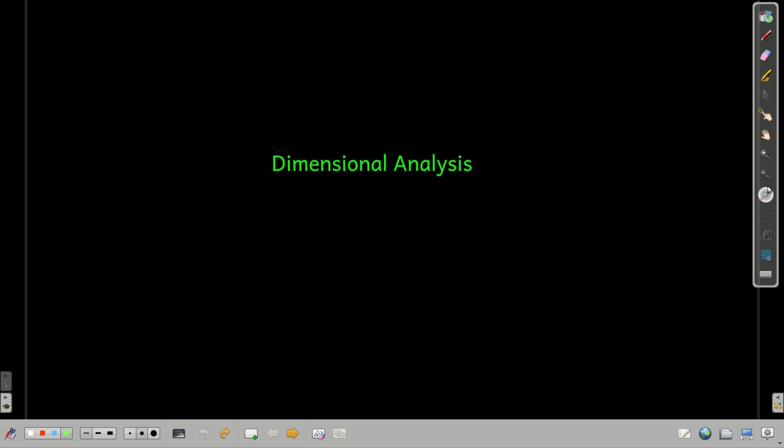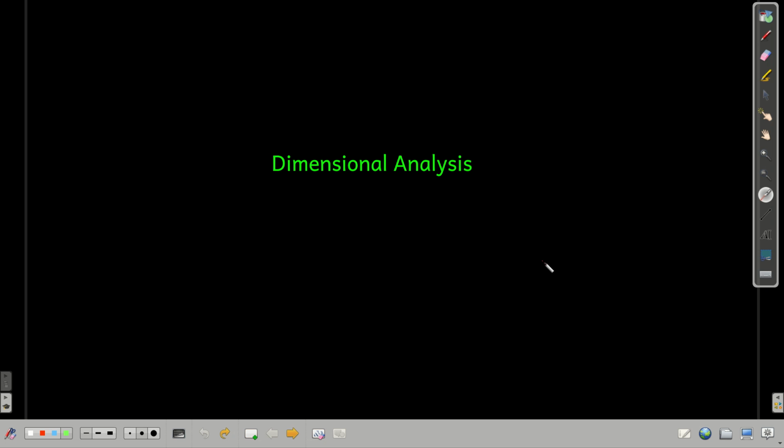In this module, we're going to learn about dimensional analysis. What is dimensional analysis? It's a very useful tool for solving a large number of the word problems you encounter in chemistry. And as the name implies, it works by setting up an equation and ensuring that the units, or the dimensions, cancel out algebraically.